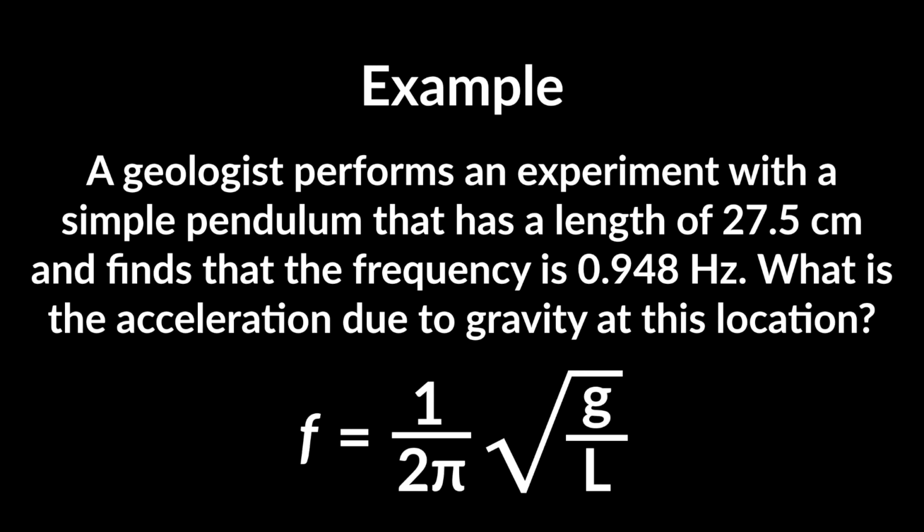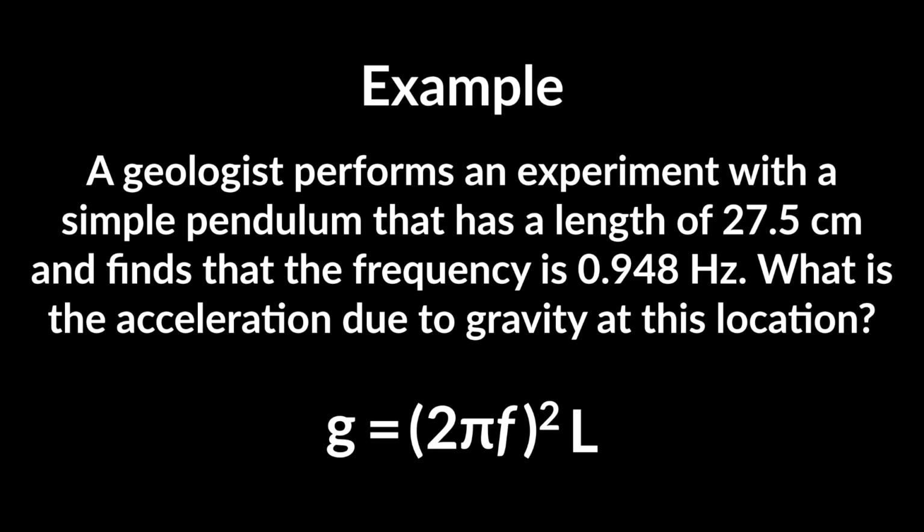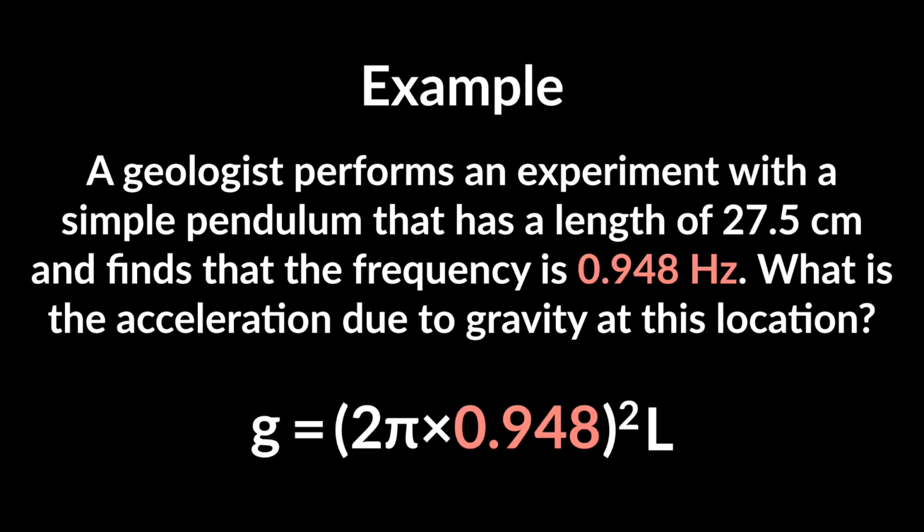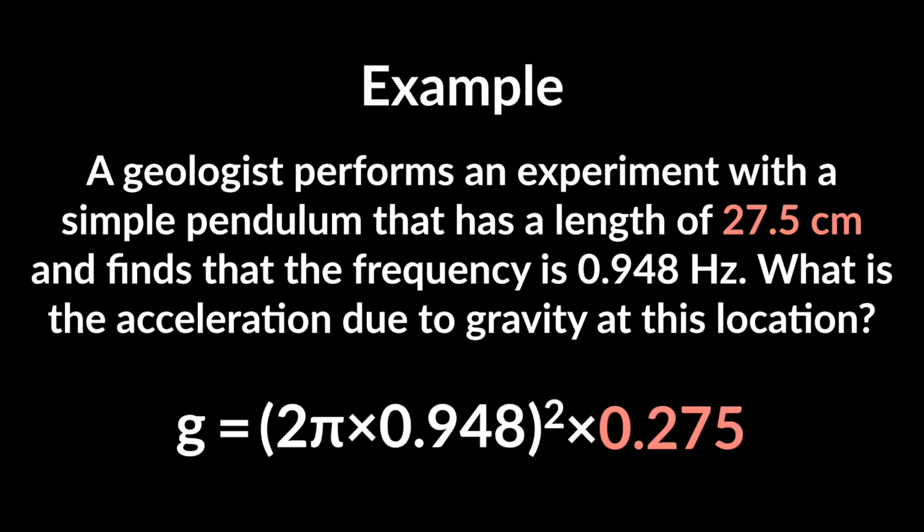All we need to use is the formula for the frequency, but we need to rearrange it to solve for g. So we just square both sides and isolate g, and we get that g equals (2 pi f) squared times L. And we can substitute the values now. We have the frequency, which is 0.948 hertz, and we also have the length of the cord, which is 27.5 centimeters. However, we need to remember that g is in units of meters per second squared, so we have to convert those centimeters into meters to get 0.275.